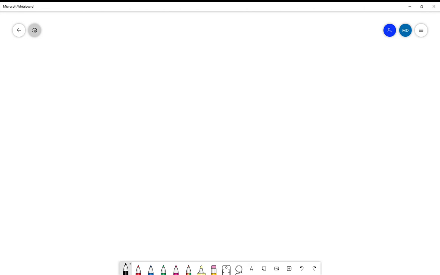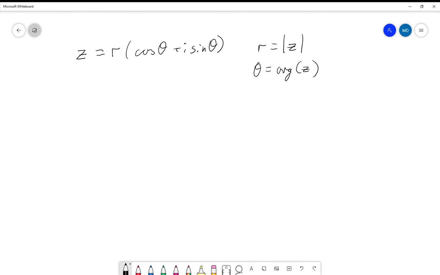So a complex number can be written in modulus argument form. If I take a complex number z, then that can be written as r multiplied by cosine theta plus i sine theta, where r is the modulus of z and theta is the argument of z. And that's really important.